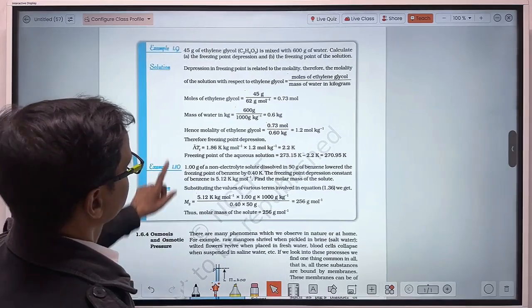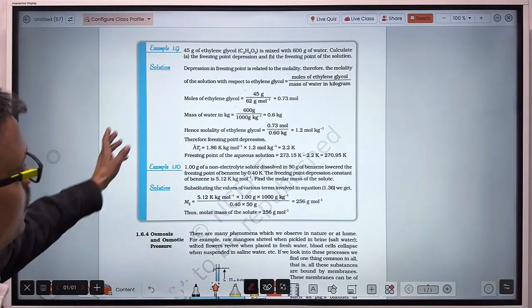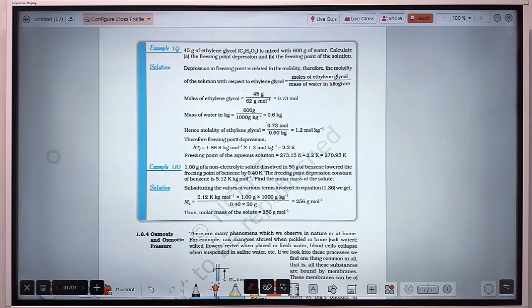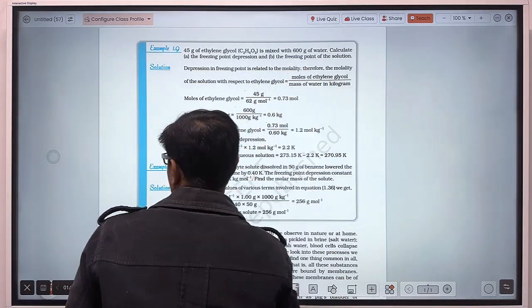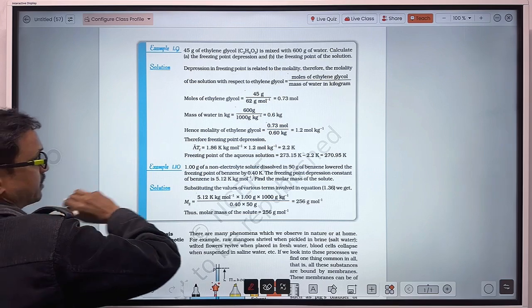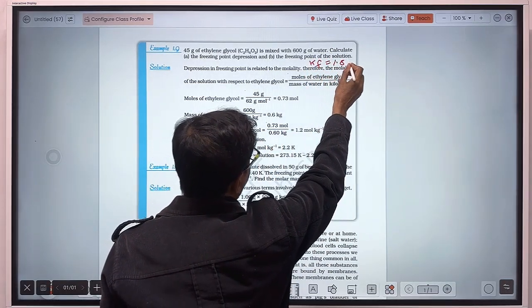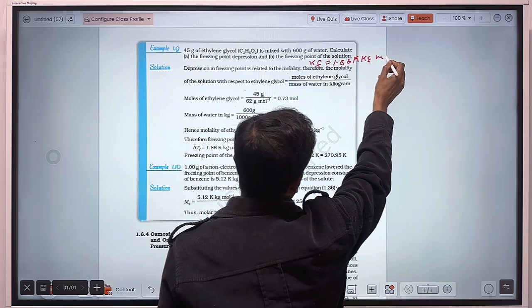Now let's see this numerical question. This numerical question is very easy. 45 gram, what is the question here? 45 gram of ethylene glycol is mixed with 600 gram of water. Calculate the freezing point depression and the freezing point of the solution. Here Kf is not given in the NCERT book, but in the board examination the value of Kf will be given, and Kf for water is 1.86 Kelvin kg per mole.